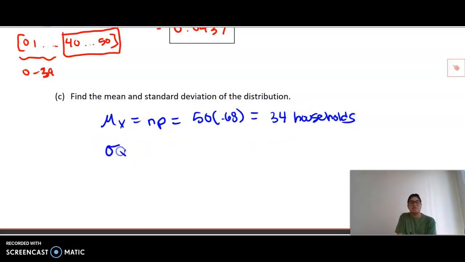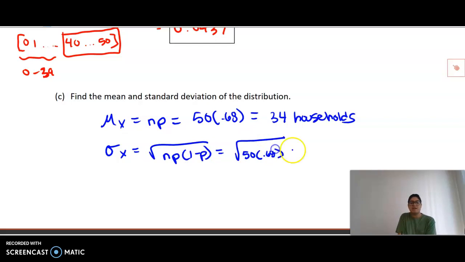Now we're going to do the same thing for sigma x. We're going to take the square root of np(1 minus p). I'll sub everything in. And it looks like the standard deviation for this binomial distribution is about 3.29 households.